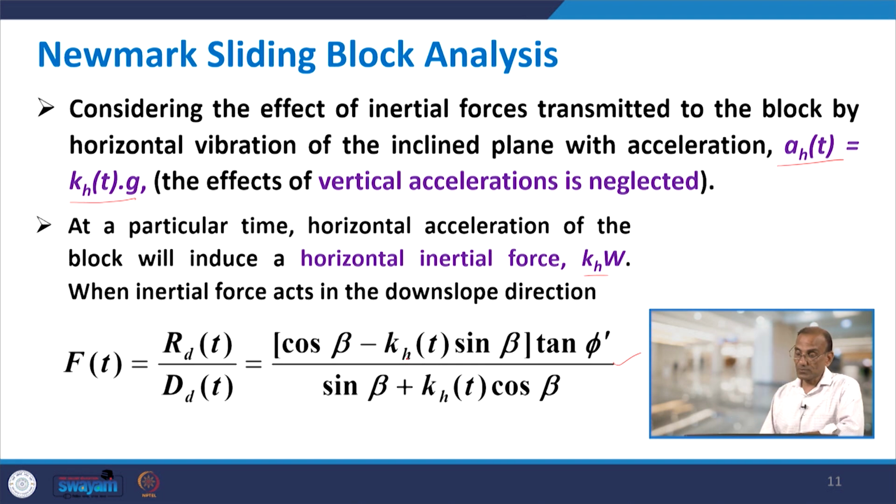If I put KH equal to 0, then the numerator will increase. So, the effect of KH is negative in the numerator and positive in the denominator. As a result, the factor of safety which you find will be less than the static factor of safety. So, the effect of this horizontal force is to decrease the factor of safety.